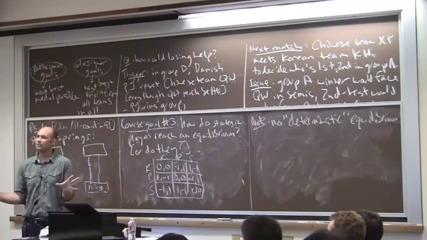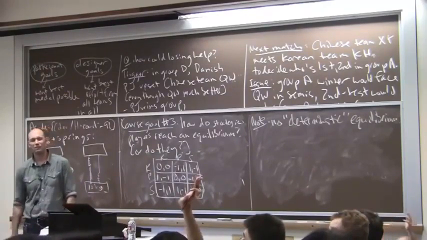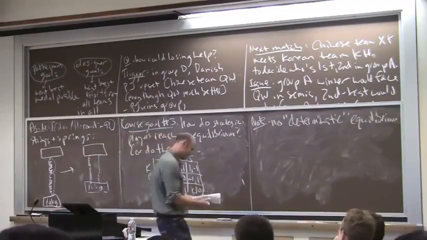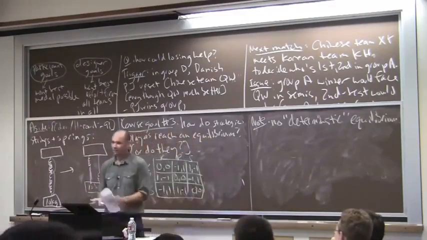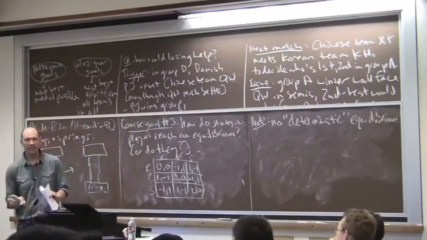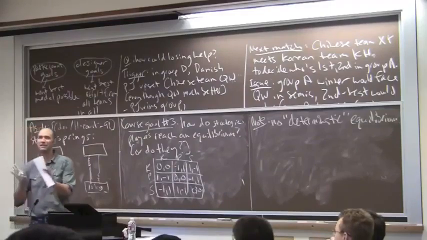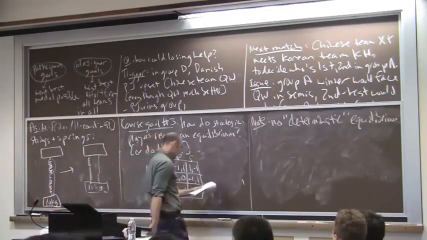Are y'all too young to have seen that movie? It's getting old now. Who's seen A Beautiful Mind? Wow. On the first exercise set, there'll be a question asking you to explain why they do not correctly explain Nash equilibrium in that movie. All right.